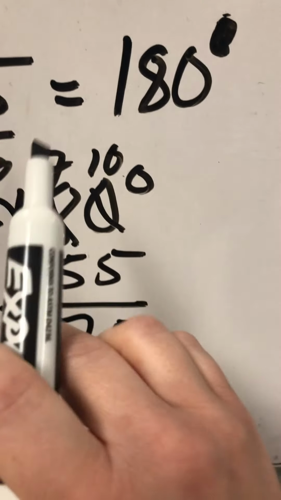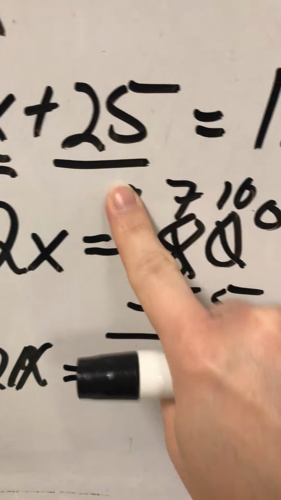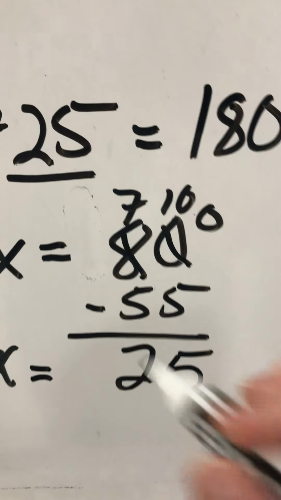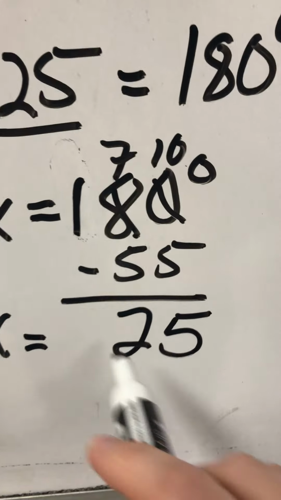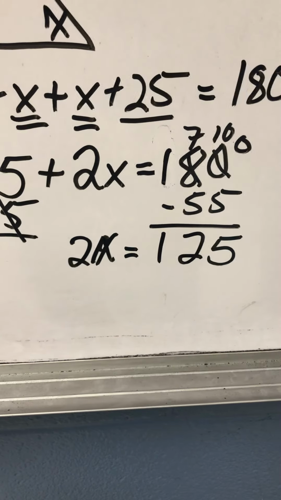I'm sorry guys. Look at this, your teacher's making mistakes on videos. How embarrassing. I don't know why I crossed that one out. My apologies. 2x equals 125.